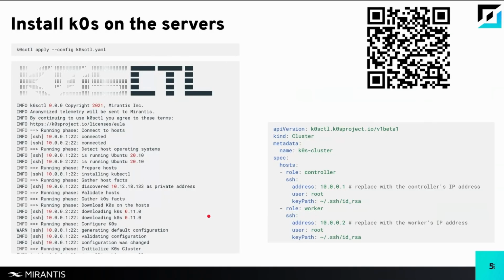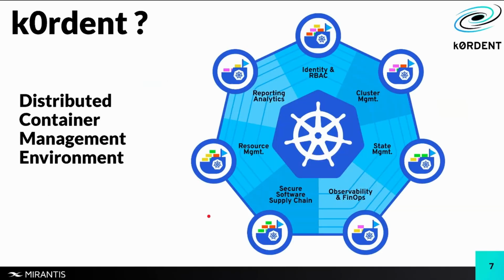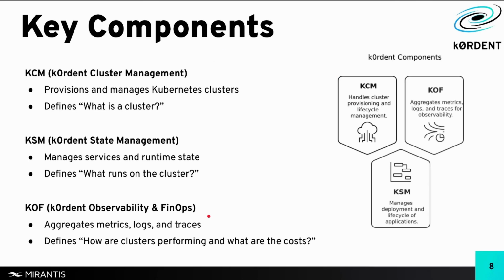This is good. But our main topic today is how to create multi-cluster, right? And this is why we wanted to present you Cordant. What is Cordant? Cordant is a distributed container management environment, meaning that it's a Kubernetes fleet manager. So how does it work exactly? It has three main components. The first one is called KCM. This is basically a cluster manager. It would help you to create the underlying infrastructure, and then it would help you to put, for example, k0s on top. This is the first step.